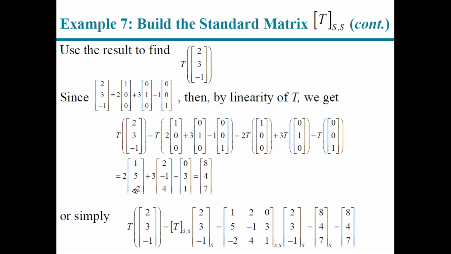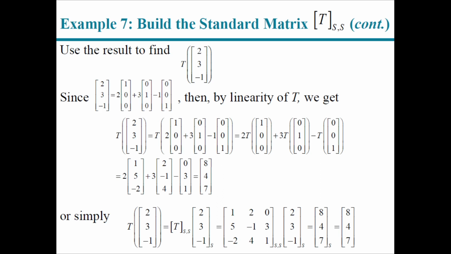So it's 2 times the image of the first vector from the standard basis of R3, plus 3 times the image of the second, minus the image of the third, so I add them and I finish. So that's the image of the vector (2, 3, -1) under the action of the linear transformation T. The image is (8, 4, 7).